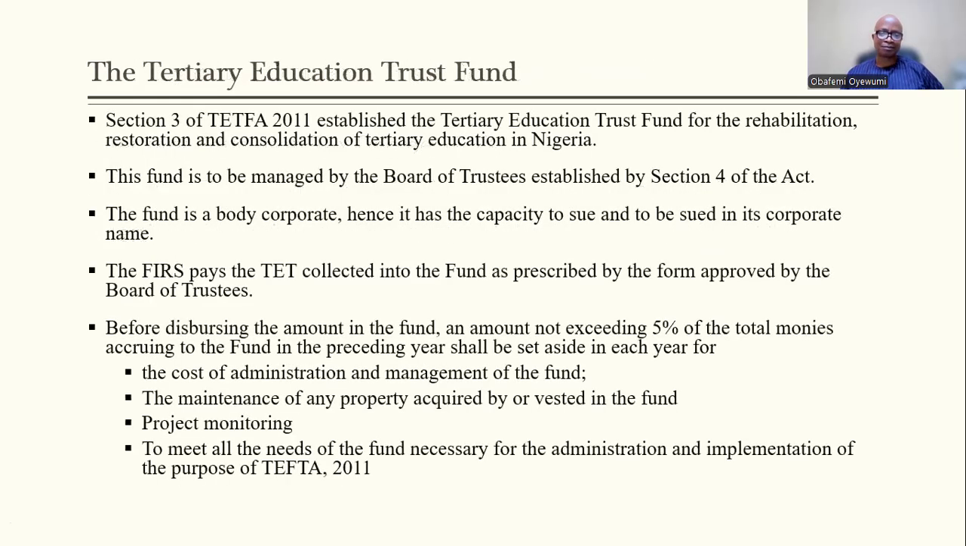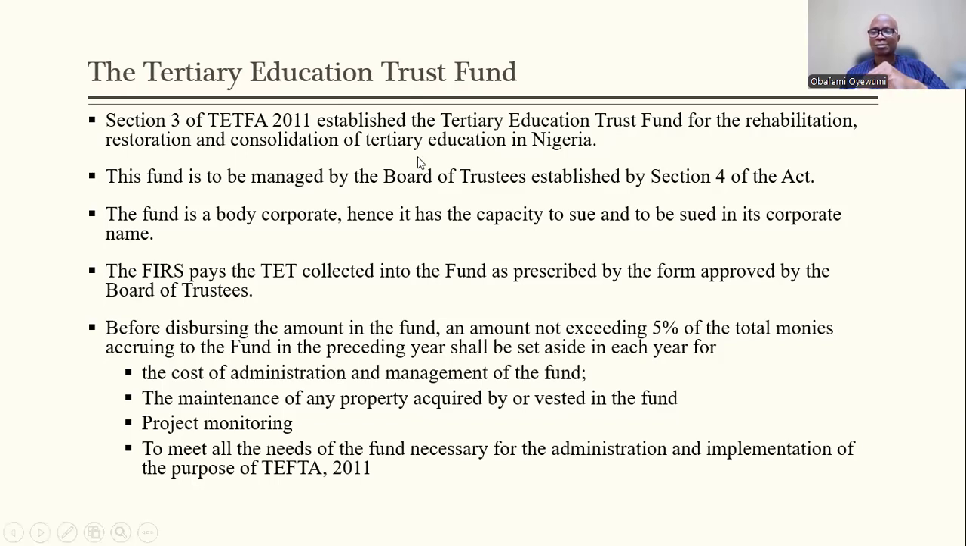Let's move on. Section 3 of the Tertiary Education Tax Fund Act 2011 established the Tertiary Education Trust Fund for the rehabilitation, restoration, and consolidation of tertiary education in Nigeria. And the fund is to be managed by the Board of Trustees established by Section 4 of the Act. So the whole idea is to raise funds for the purpose of restoring, rehabilitating, and then consolidating tertiary education in Nigeria. So the Board of Trustees is being set up to manage the funds whenever they come in.